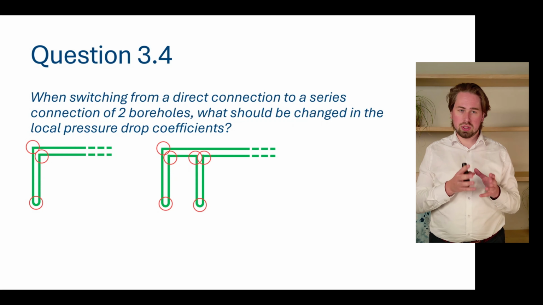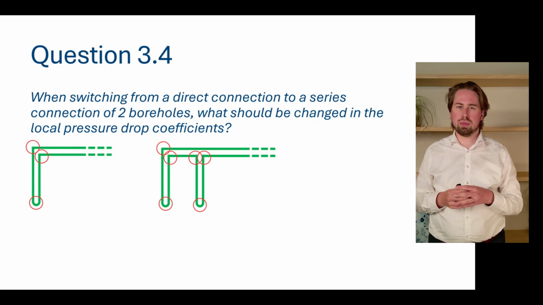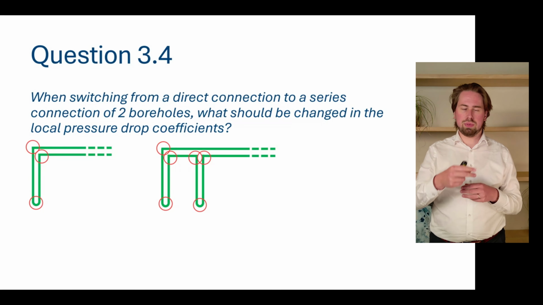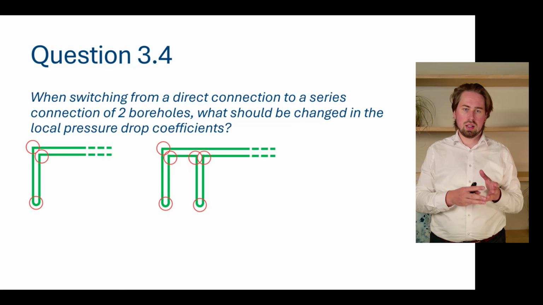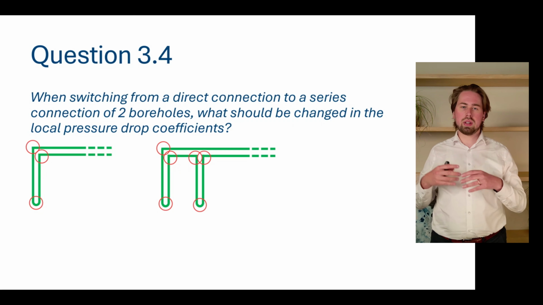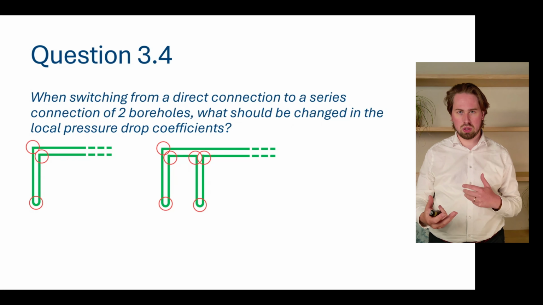In the first case, when we have these 3 local losses here and the 2 at the manifold, and we imagine 0.5, let's say, as a local loss factor for each of them, we have a total local loss factor of 2.5. In the series connection, we have 3 more. So there it's 4. So it's a significant increase going from 2.5 to 4.